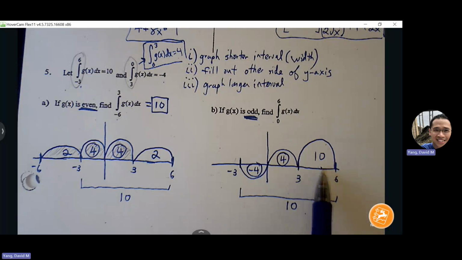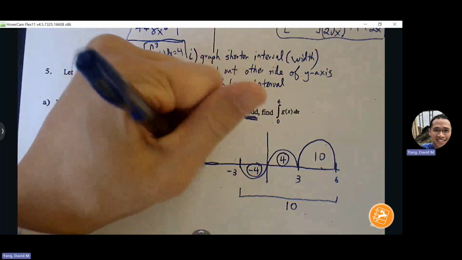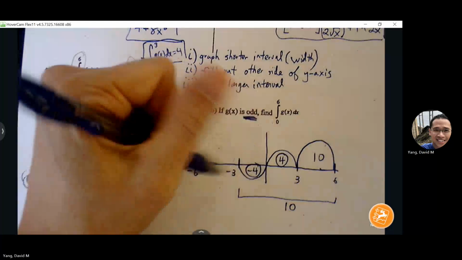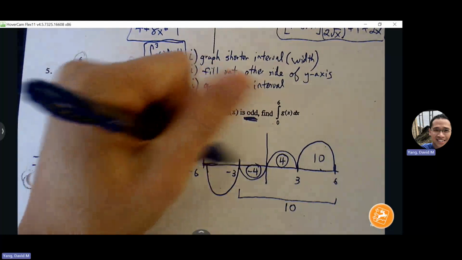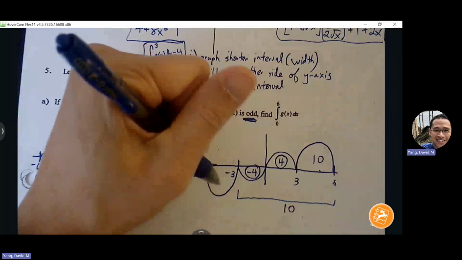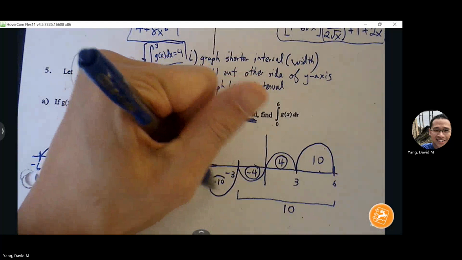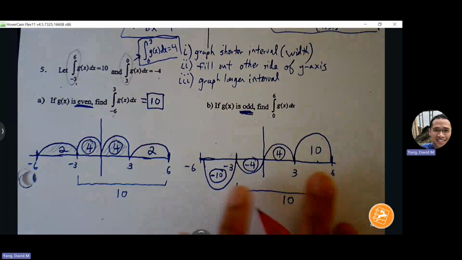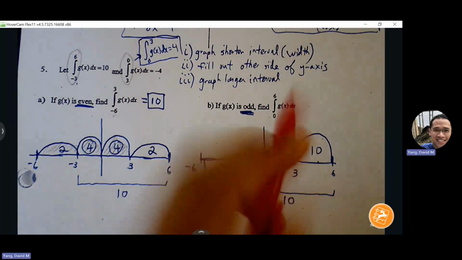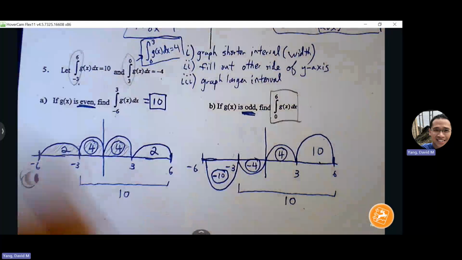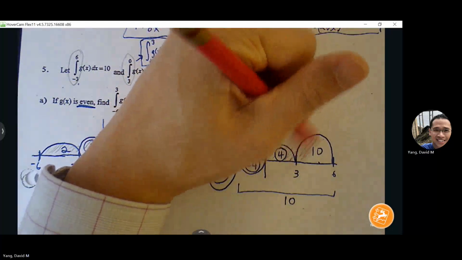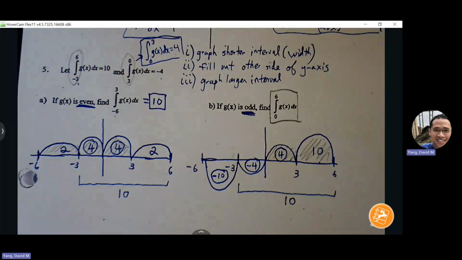Okay, and if this is 10, what can I say about the other side? -10, it's an odd function, right? So everything should zero out if we were to add everything up from -6 to 6. But we don't want to always add everything up that we see in front of us. We're going to add up the parts that they ask about. So we just care about from 0 to 6. What's our answer?